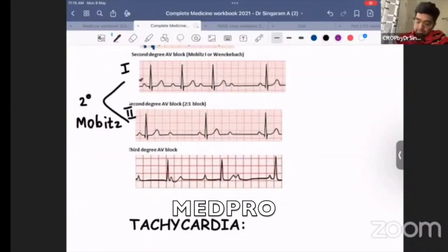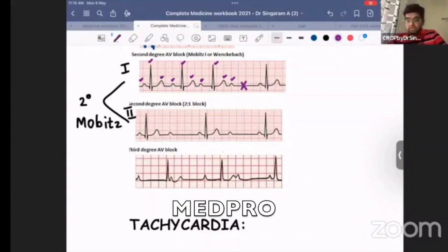This is the P wave, QRS complex, and T wave. P wave, QRS complex, T wave. P wave, QRS complex, T wave, and here there is a P wave, but there is no QRS complex and no T wave. Are you able to understand? So what is happening? One of the complexes is not even conducted from the atrium to the ventricle. That is what you are thinking. Are you able to follow this? After three complexes, the fourth QRS complex is absent. That is what you are seeing.